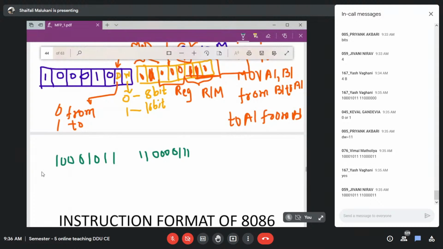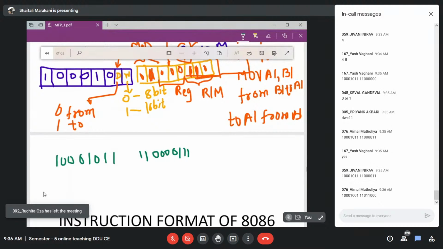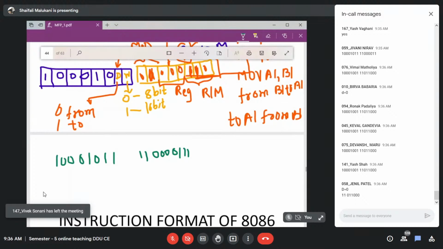So what is the alternate option? Quickly. What is the alternate option? Give me the alternate code of the same instruction. It will be 0 1 and 0 1 1 and 0 0 0. True. Absolutely correct.